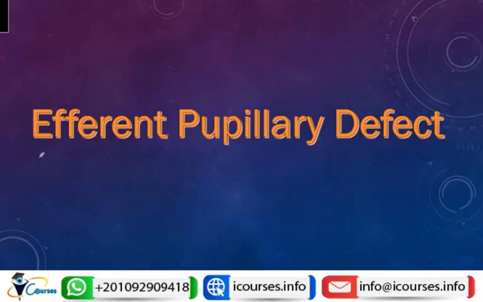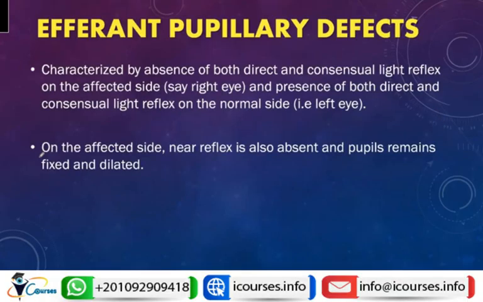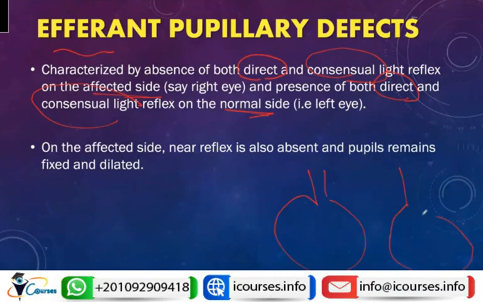So what happens if the patient has an efferent pupillary defect, or what is the difference between the afferent and the efferent pupillary defect? In case of the efferent pupillary defect, there will be absence of both direct and consensual light reflex on the affected side, and presence of the direct and consensual light reflex on the normal side. Let's say, for example, here is the right eye and here is the left eye, and the right eye has an efferent pupillary defect, while the left eye here is normal.